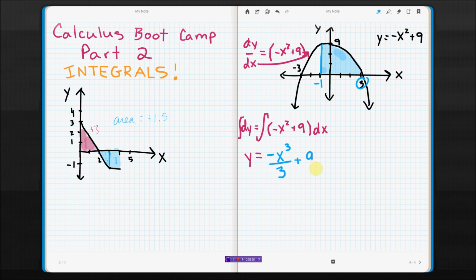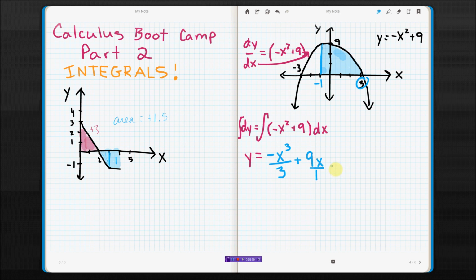Plus, I had a 9 there. The old exponent, remember, if it's nothing there, it's x to the 0. So if I add 1 to 0, I get 1. So I get x to the first, which is just x. I divide by the new exponent, so it's divided by 1.